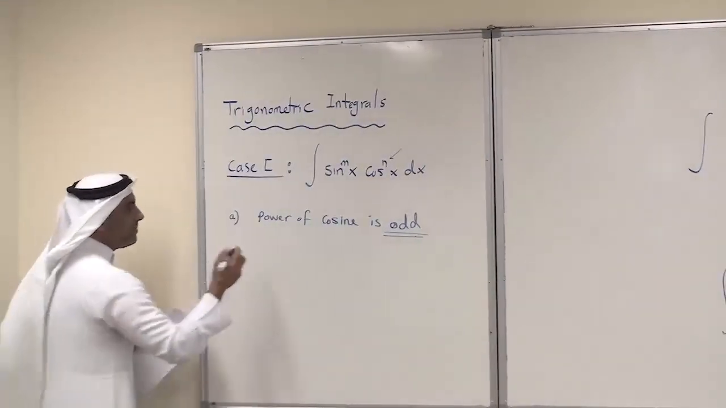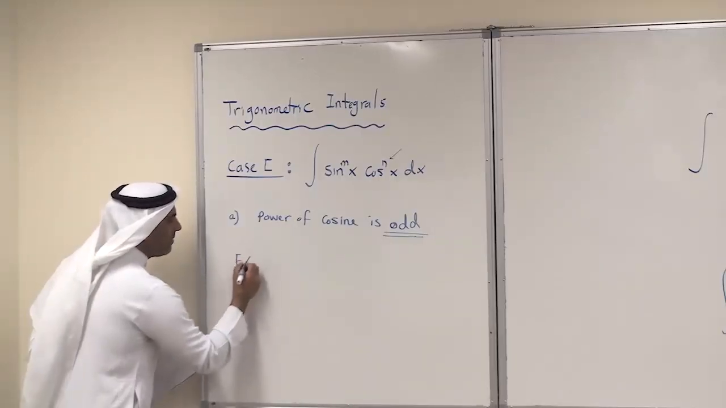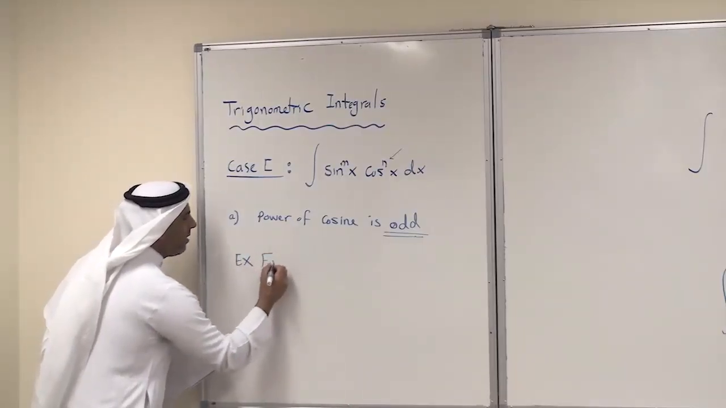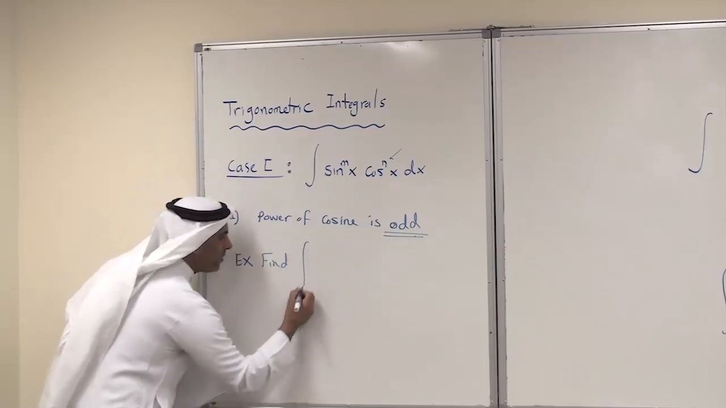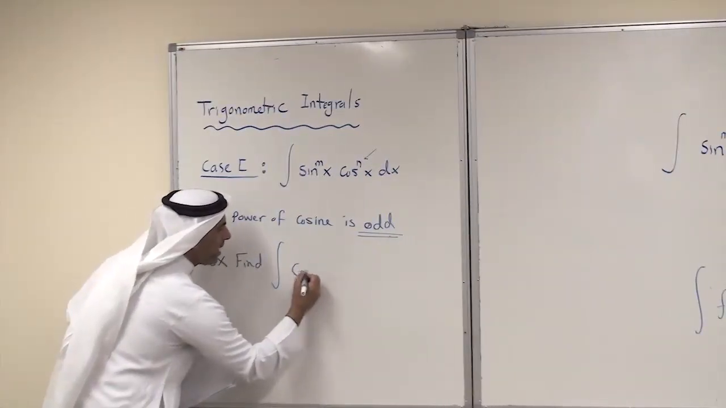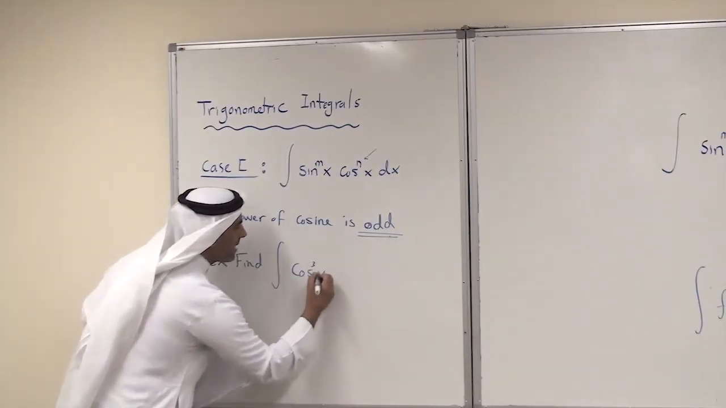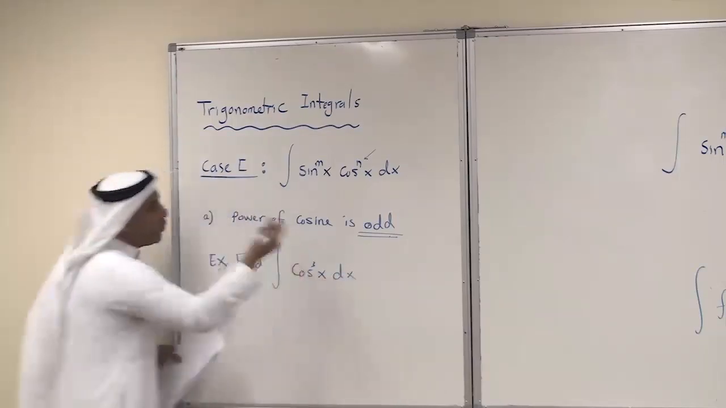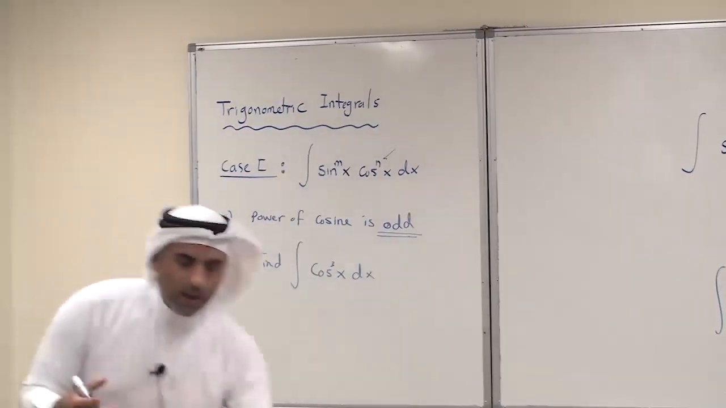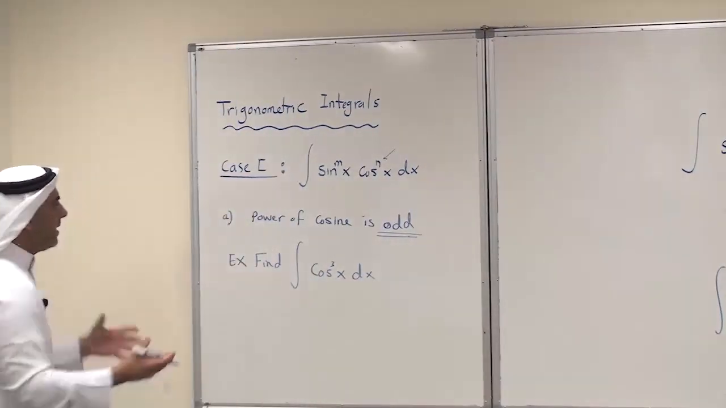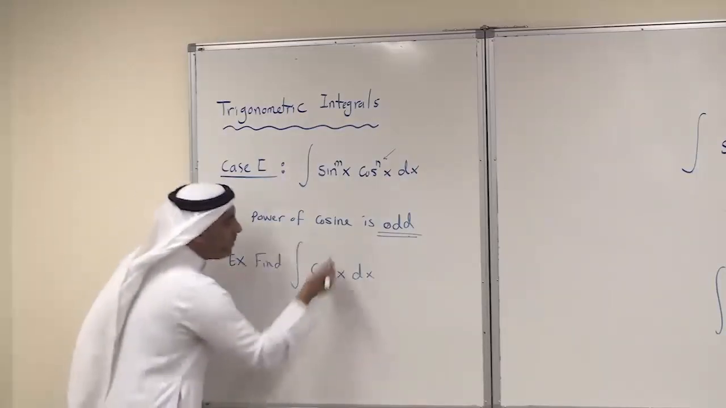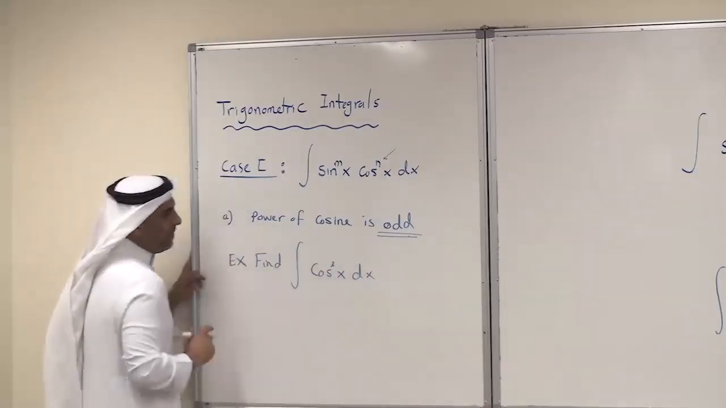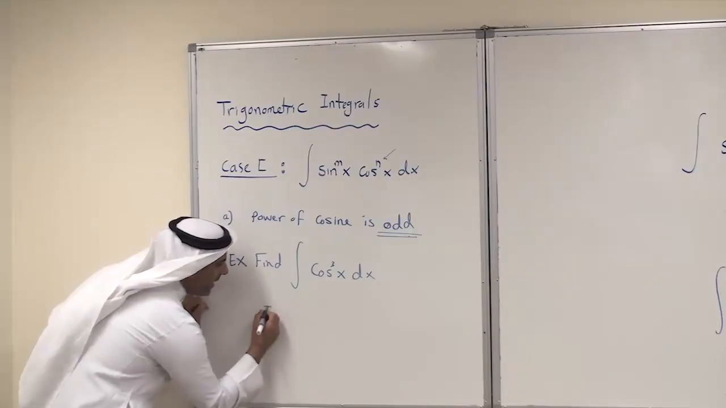And that will be done in the following exercise. I have two examples here. The first one says, find the integral of, and I will start with a simple one, cosine cubed of x dx. Now, how to integrate cosine cubed? How to integrate an integral that involves an odd power of cosine? That's our target now. So let's call this integral I.